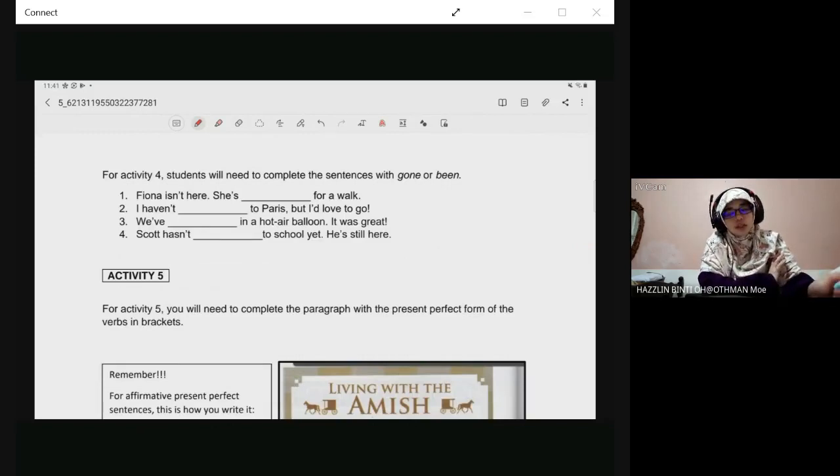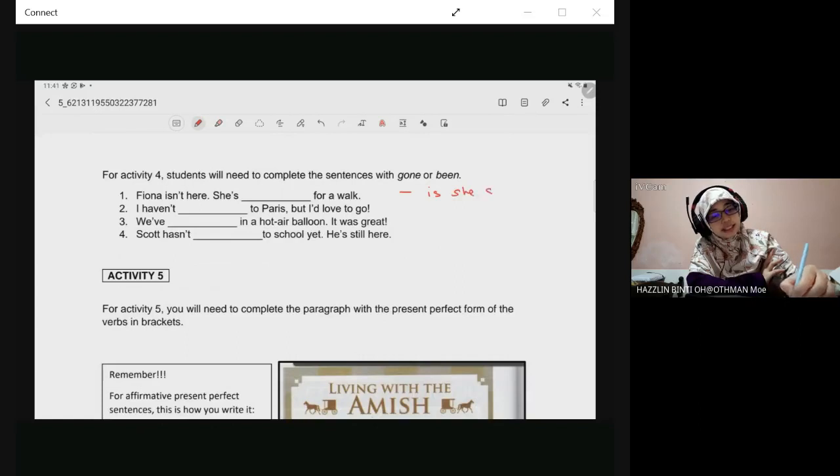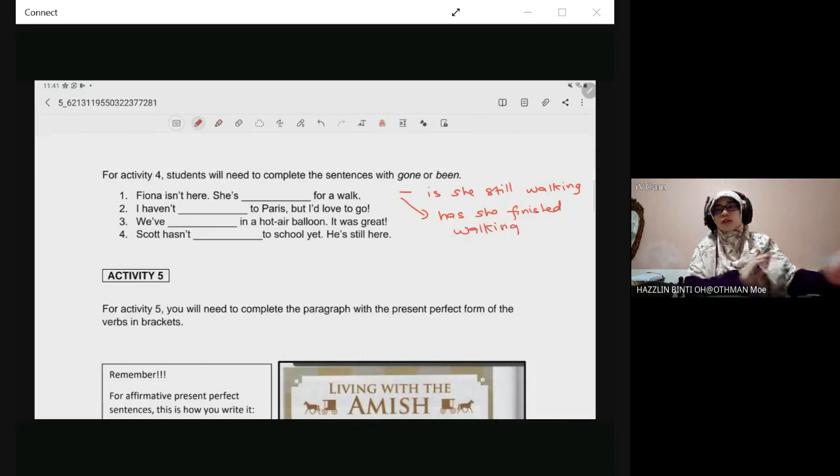Okay, so let's look at the first sentence. Fiona isn't here. She's for a walk. So ask yourself, is she still walking or has she finished walking? Okay, wait 1 minute.